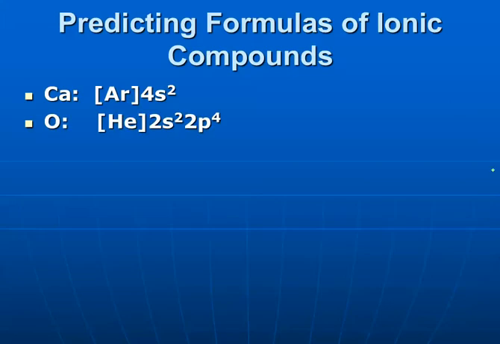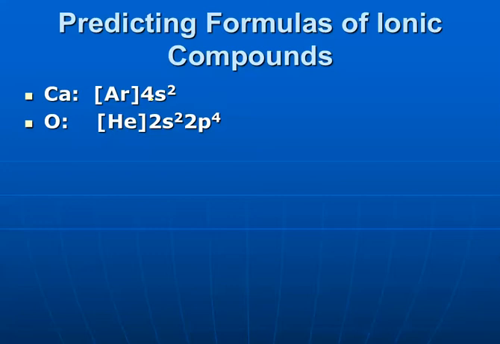Before we do that, let's talk about this scenario here, and this is going to be something that you're probably going to have to do, and that is to predict the formula of an ionic compound using the electron configuration. So you've probably done it before by looking at calcium, finding its charge, oxygen, finding its charge, and figuring out what ratio you need of those ions to make the compound neutral. But you also need to understand what's actually going on here with the electrons in the arrangement.